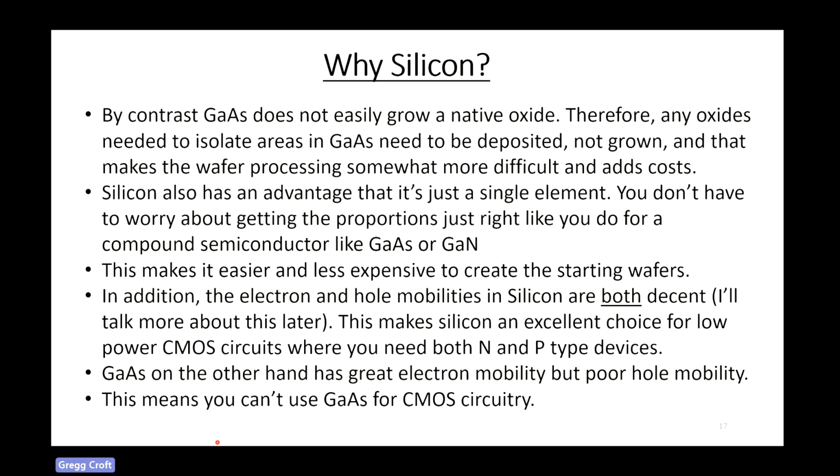In addition, the electron and hole mobilities in silicon are both decent, and I'll talk more about mobilities in a minute here. This makes silicon an excellent choice for low-power CMOS circuits where you need both N devices and P devices. Gallium arsenide, on the other hand, has great electron mobility, but rather poor hole mobility, which means you really can't use gallium arsenide for CMOS circuits.